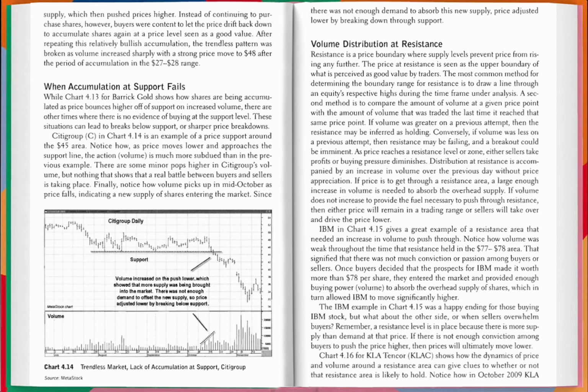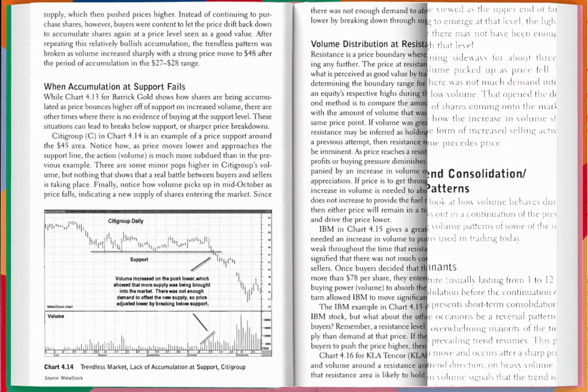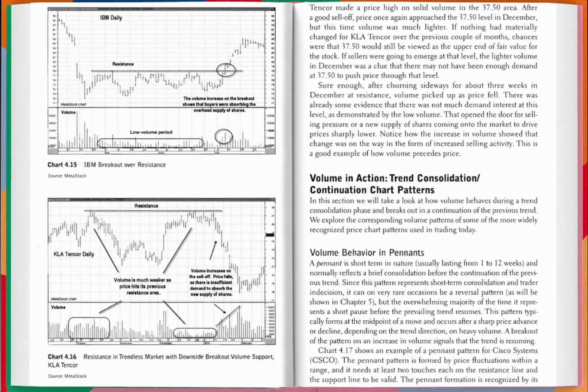Chart 4.16 for KLA Tanker, CLAC, shows how the dynamics of price and volume around a resistance area can give clues to whether or not that resistance area is likely to hold. Notice how in October 2009, KLA Tanker made a price high on solid volume in the 37.50 area. After a good sell-off, price once again approached the 37.50 level in December, but this time volume was much lighter. If nothing had materially changed for KLA Tanker over the previous couple of months, chances were that 37.50 would still be viewed as the upper end of fair value for the stock.